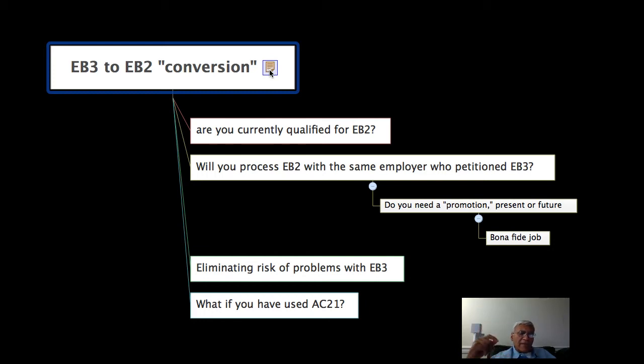When you have an EB3 priority date and you get an EB2 approval, then your EB3 priority date is converted to EB2. So let's say you started your EB3 case in 2012 and got it approved to the I-140 stage, and then you started your EB2 case in 2014. It will be considered to have the priority date of 2012.